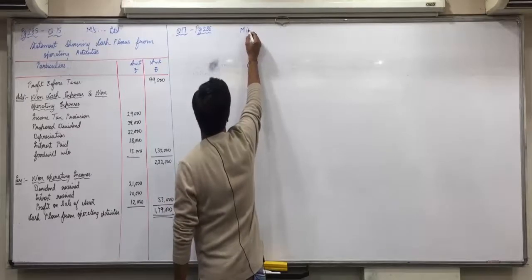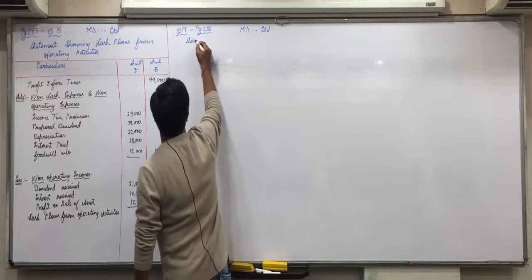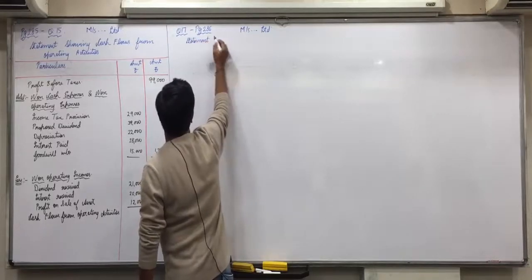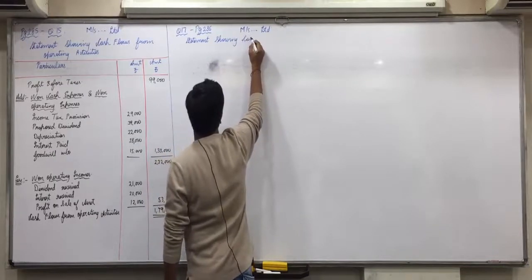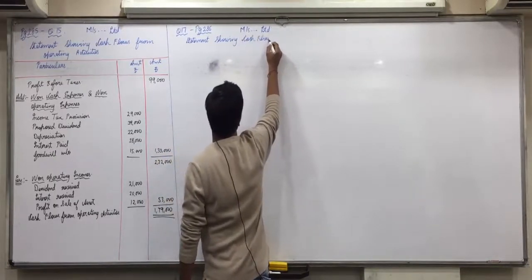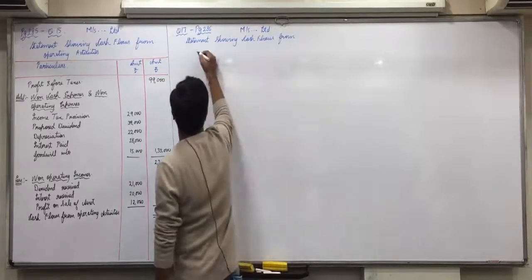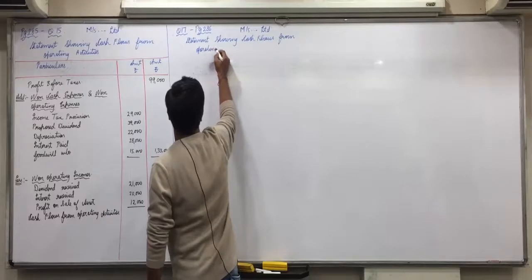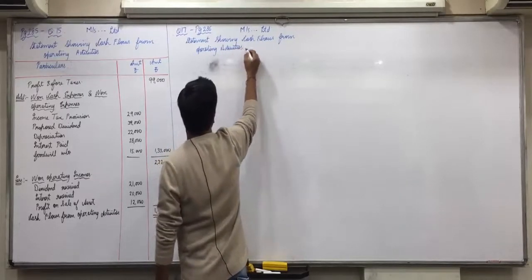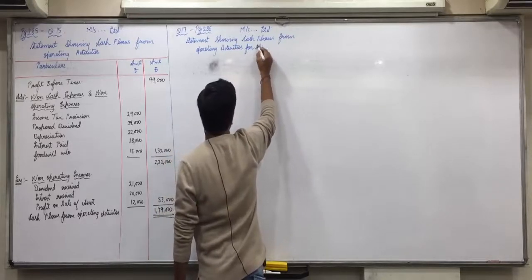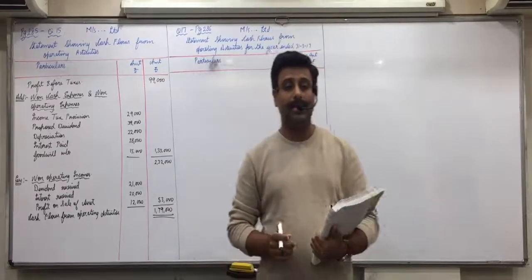Now year is given, so statement showing cash flows from operating activities for the year ended 31/3/17. Yes, shall I start?